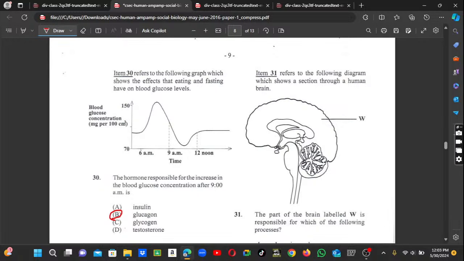Hold up, just a moment, guys. Just a moment. Let me see here. What's going on?